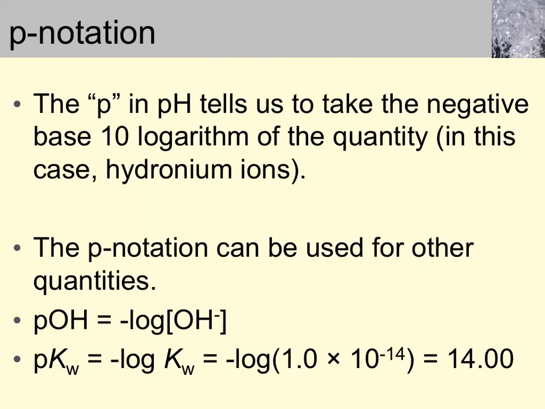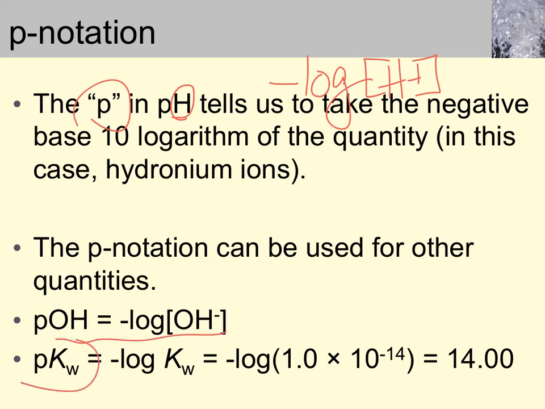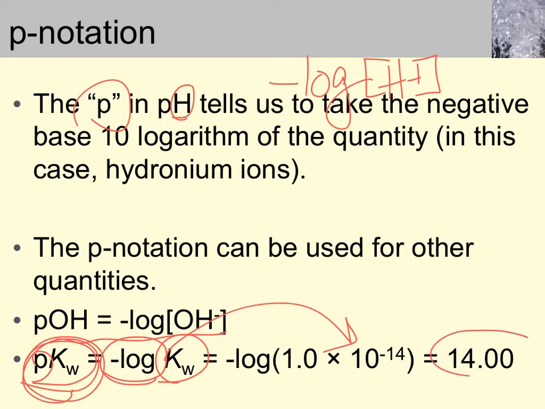As I said earlier, anytime you see a lowercase p, that means take the minus log. In this case, the minus log of concentration hydronium ion. So we have pH, we have pOH, we have something called pKw. So p means minus log of, right? And Kw, unless we assume that it's at room temperature, is 1 times 10 to the minus 14. So pKw at room temperature is 14.